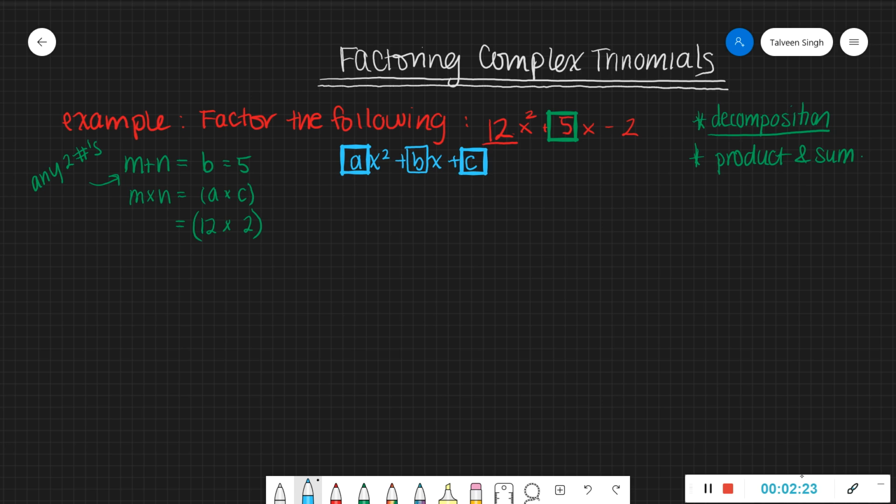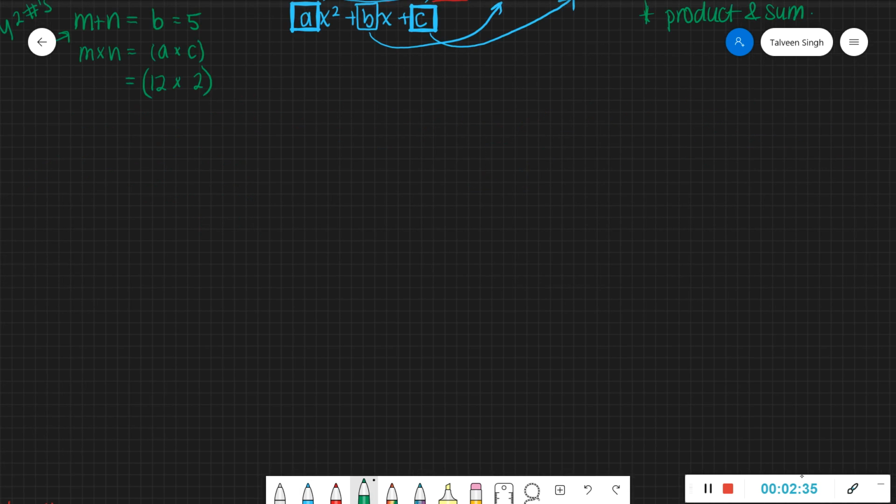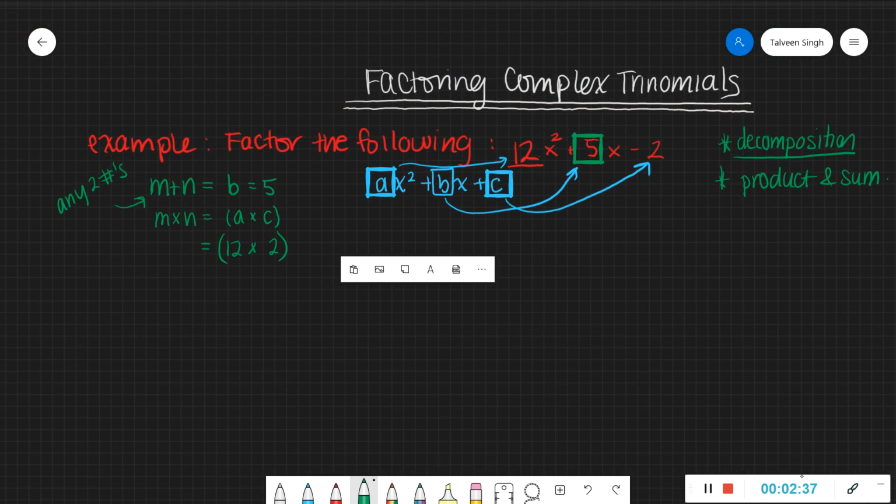So A in this situation is the 12, B in this situation is 5, and C is negative 2. So I'm just going to draw a line. A, B, C. Okay, so my A times C is going to be 12 times negative 2, that's important, which is going to be negative 24. So now, basically, I need two numbers that add to give me positive 5 and multiply to give me negative 24.